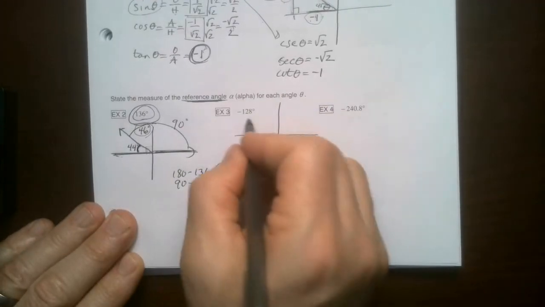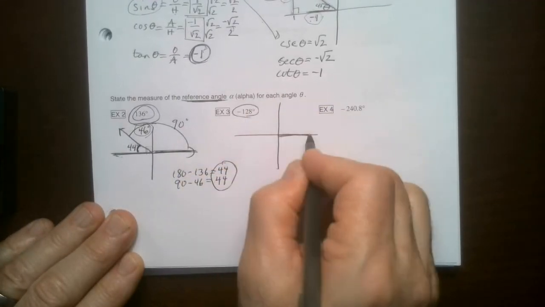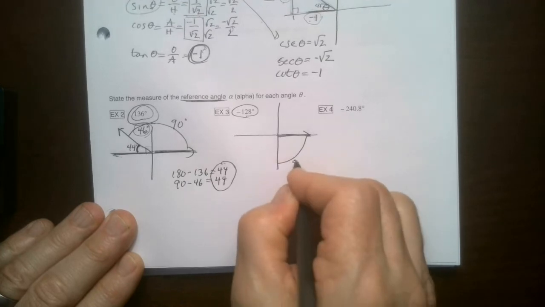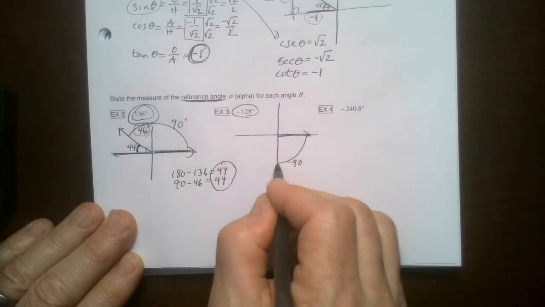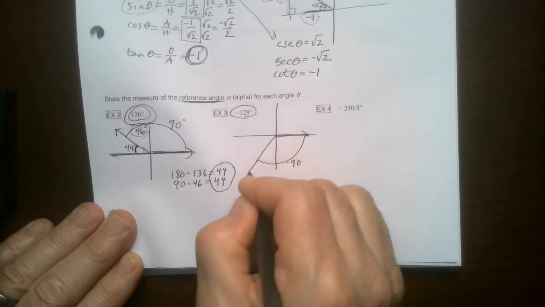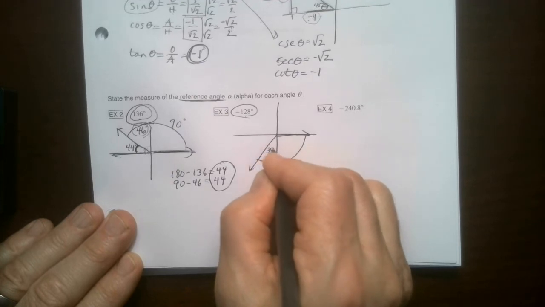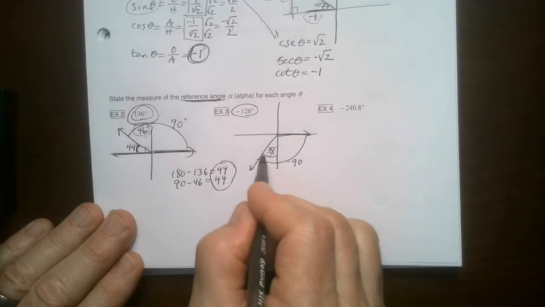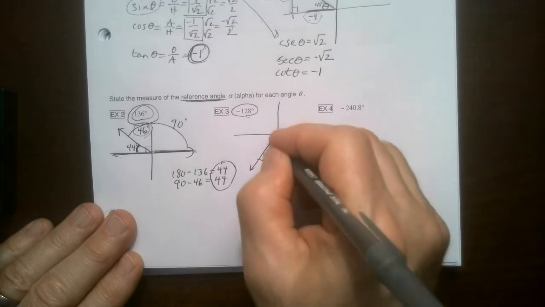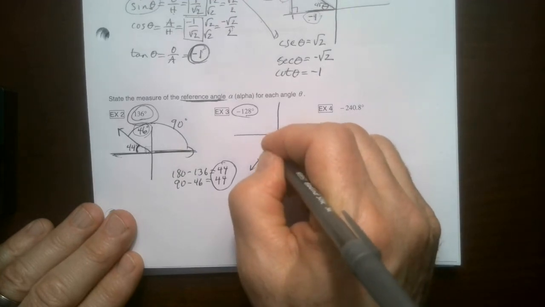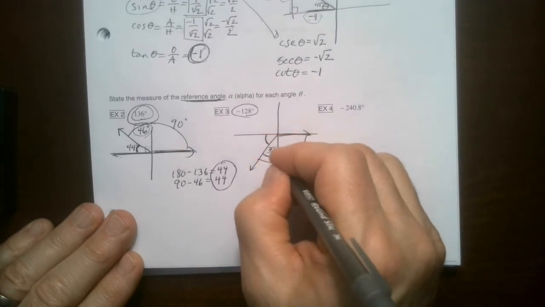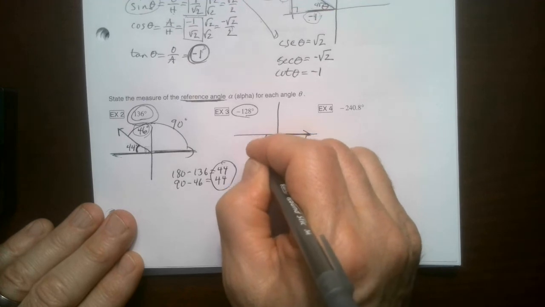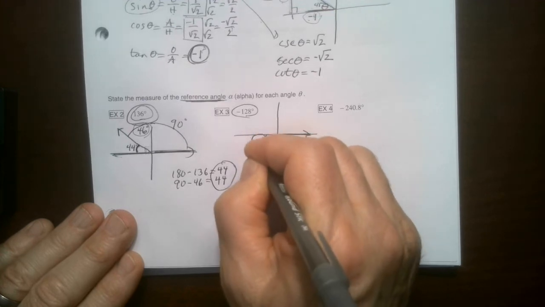All right, how about negative 128? Well, that means we've got to go down. Keep track of your 90s. There's 90. How much farther do I need to go? Exactly 38. Is this my reference angle? No, no, no. This is. So I'm just going to go 90 minus 38, which would give me 52 degrees, and that would be my reference angle.